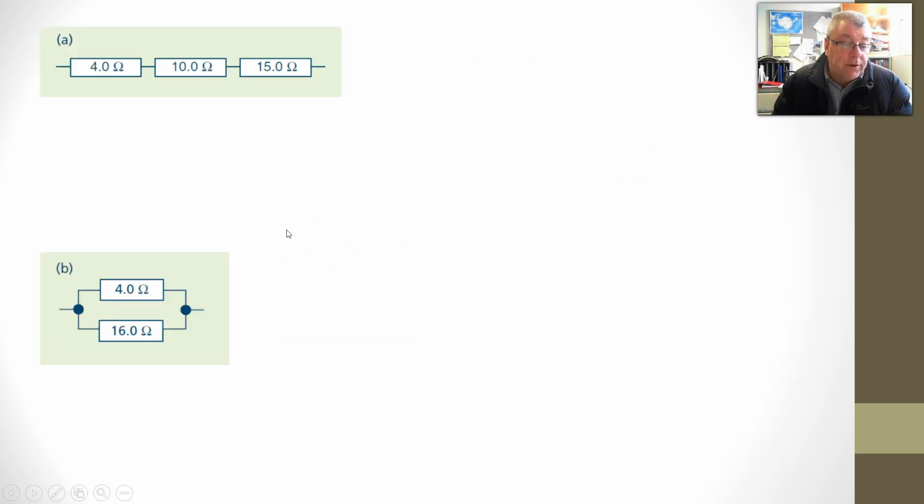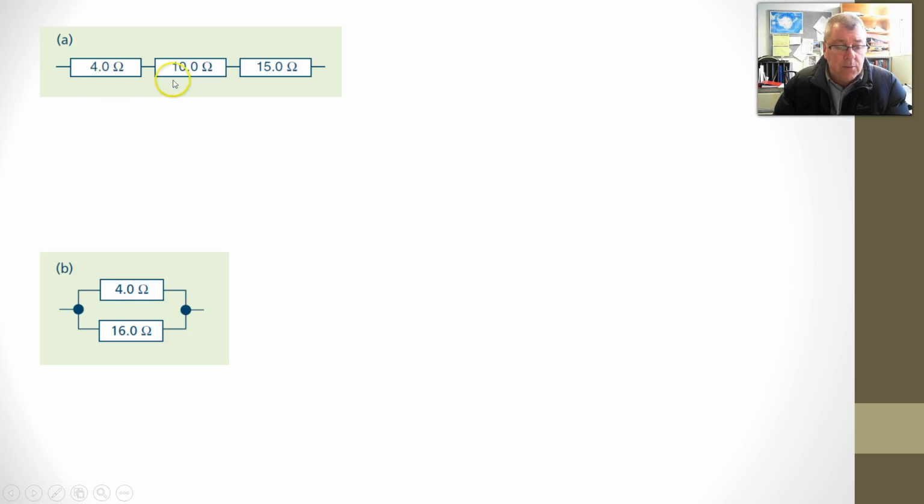Now here's a simplifying step. We've taken the resistors out of the circuit because we've got to be certain that we can actually work out the total resistance of the circuit. So we're ignoring the rest of the circuit and we're just saying, well, here are three resistors. What is the total resistance that these represent?